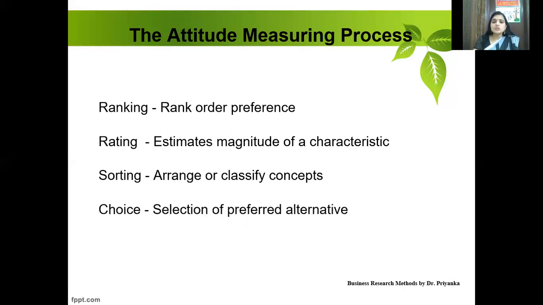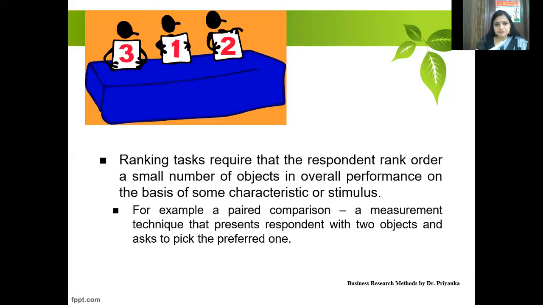You are finally choosing one alternative among all the choices available. So, for example, you have got 3 choices available and you are choosing one among them. That is basically choosing something out of them. So these four are going to be used in almost all the scaling methods.